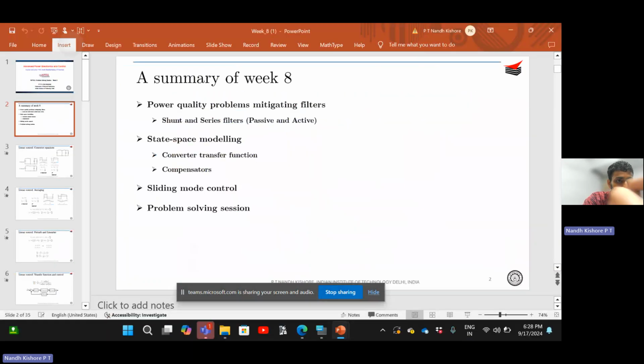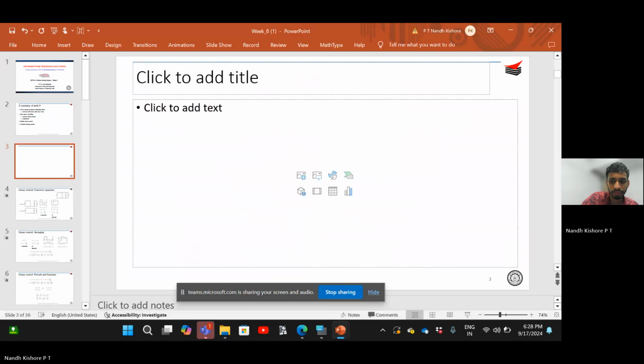So just give me a second. Let me just connect my charger over here.